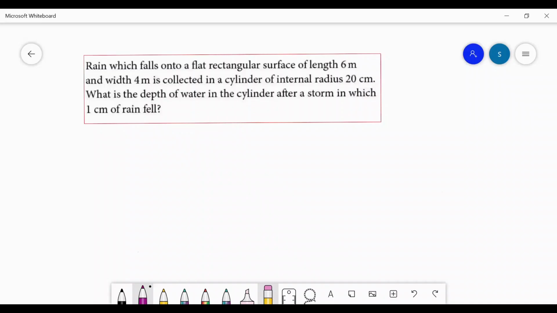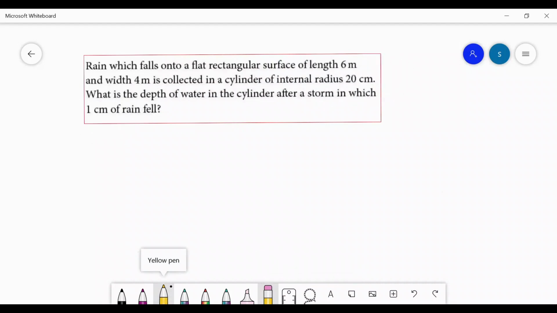Alright, next up we have: rain which falls onto a flat rectangular surface of length 6 meters and width 4 meters is collected in a cylinder of internal radius 20 centimeters. What is the depth of water in the cylinder after a storm in which 1 centimeter of rain fell?